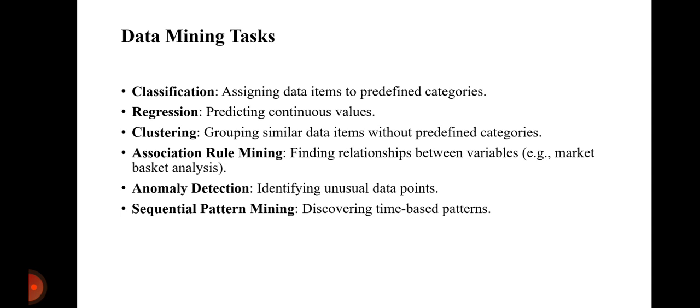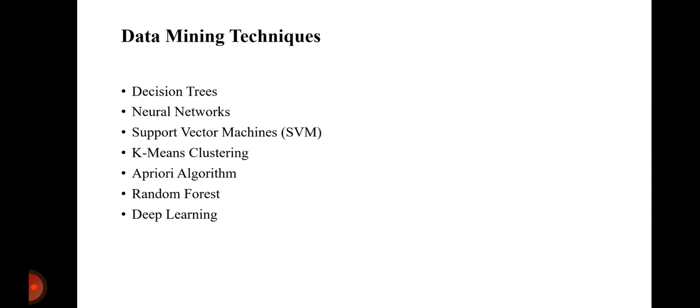And likewise, association rule mining is finding relationships between variables. In the example I have given here, it is market basket analysis. And also identifying unusual data points and discovering time-based patterns. Discovering time-based patterns comes under sequential pattern mining, and identifying unusual data points is anomaly detection, which is nothing but outliers.